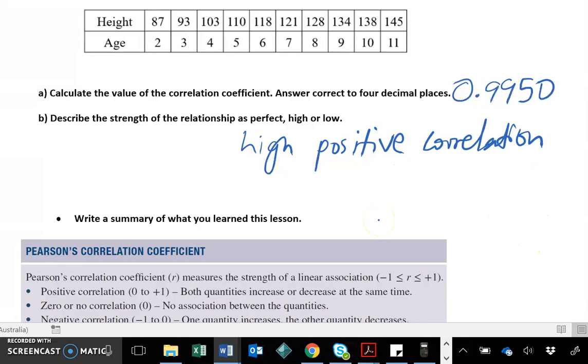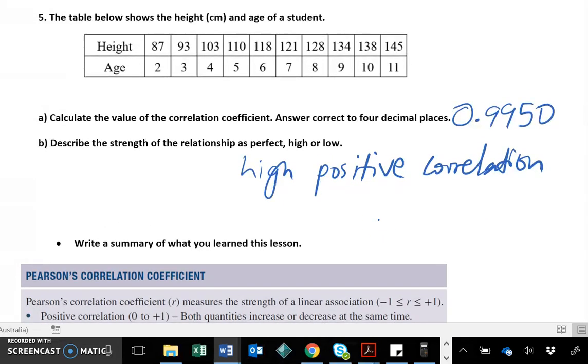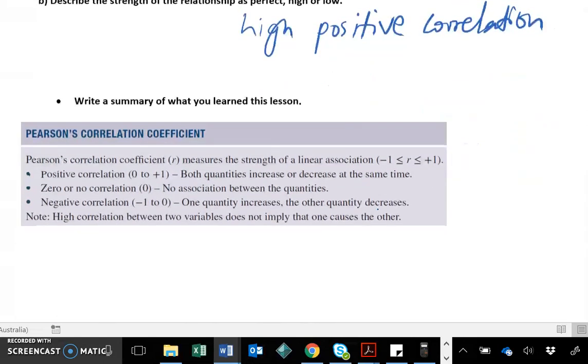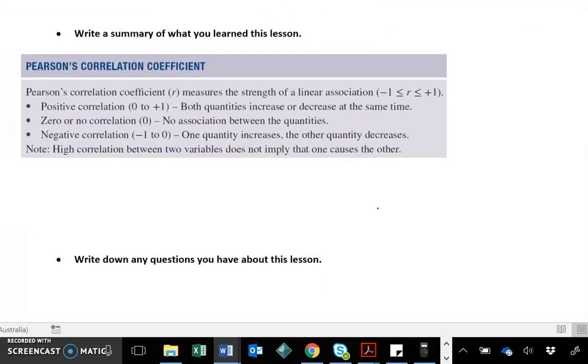Okay, and then they could perhaps in a HSC exam ask you to describe what that means. So in this case, that means pretty much almost definitely as the student grows in age, their height also grows. Okay, so just as a reminder, we've talked about Pearson's correlation coefficient today.